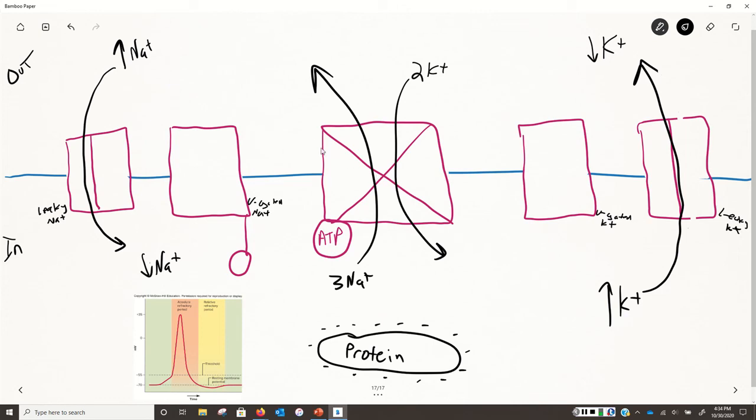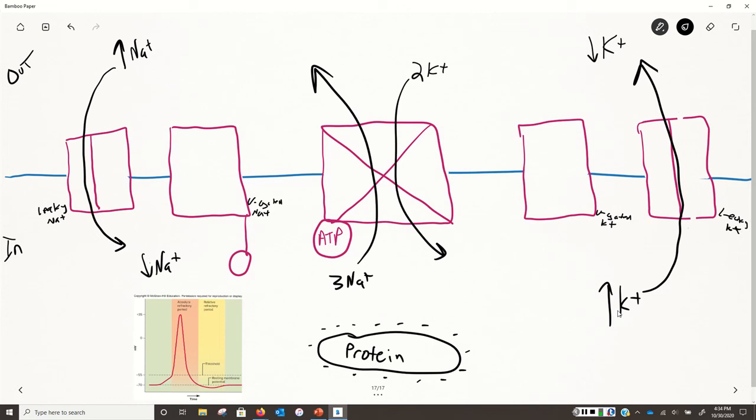As a matter of fact, the sodium-potassium pump uses more ATP than any other thing in your body because they are in every cell in your body and they are constantly working. So they use a lot of ATP. And their job is to create and maintain these gradients for sodium and for potassium.